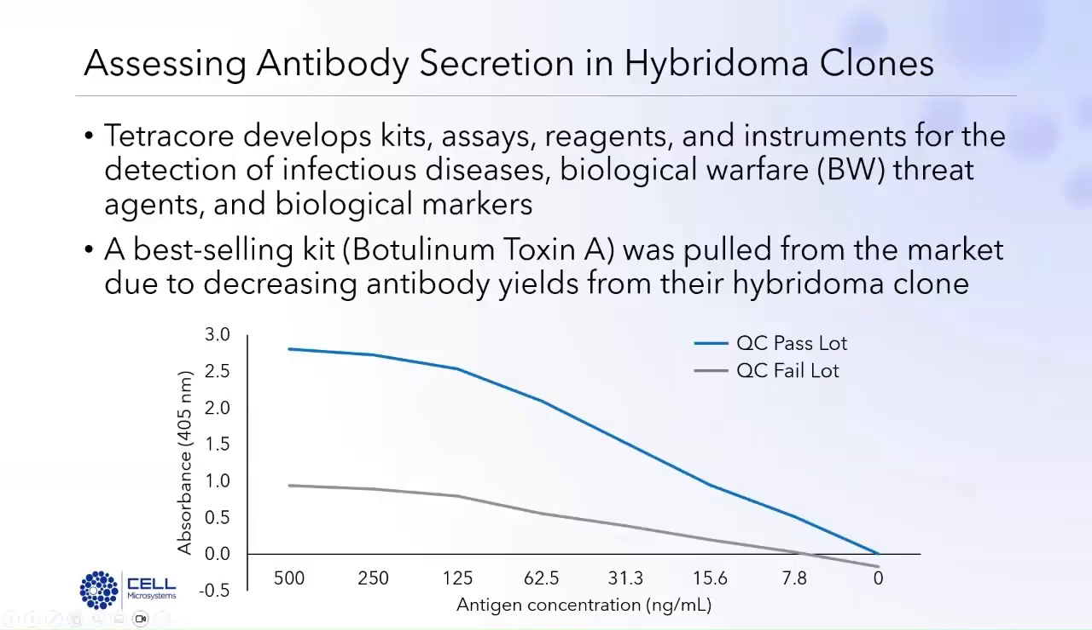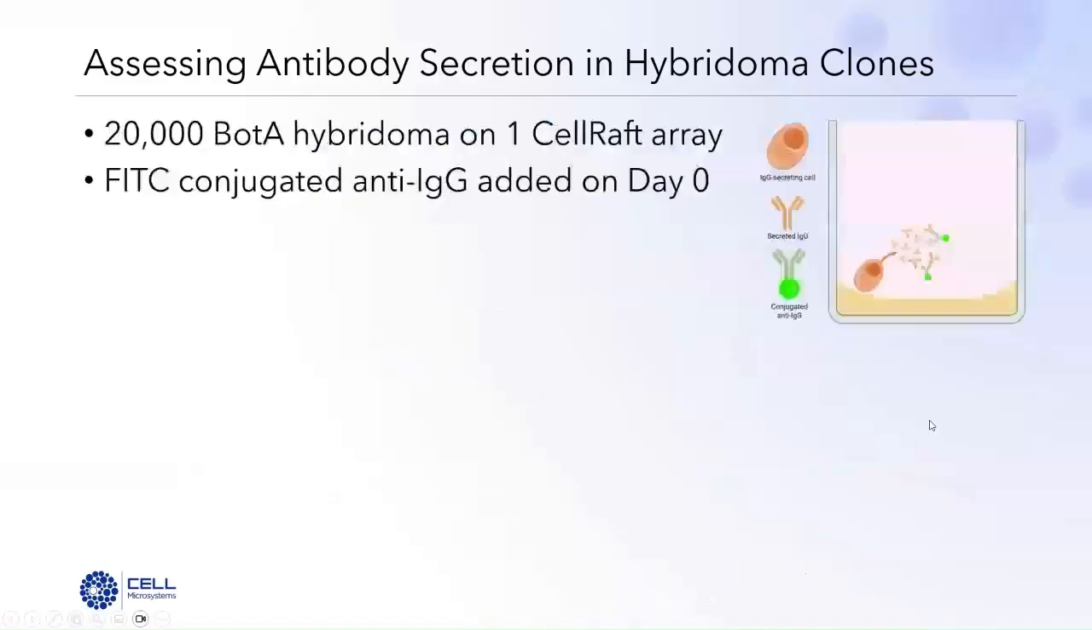You can see that in the graph from Tetracore below. In the blue line along the x-axis, you can see that the QC pass lot has a very high absorbance and a high antibody titer. In contrast, one of their recent lots failed to pass quality control because the cells were no longer producing antibody. So they reached out to us as a collaborator to test out our workflow to see if we would be able to rescue the hybridoma phenotype and recover their antibody-producing cells.